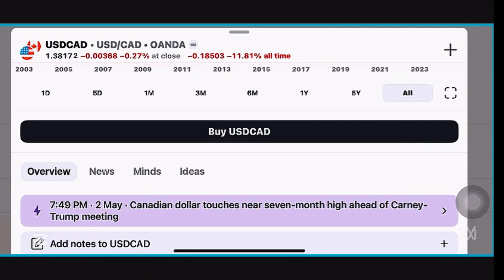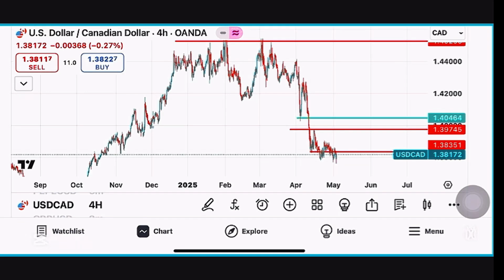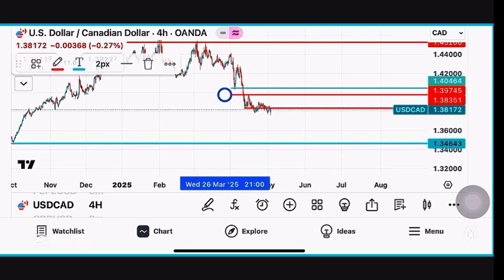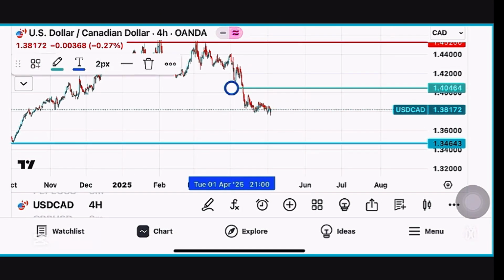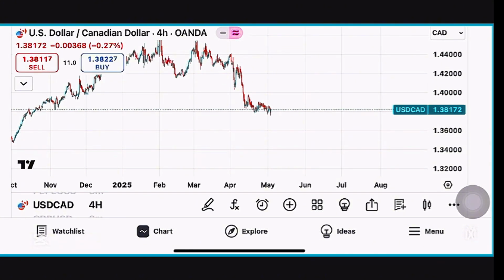I'm about to analyze a forex pair, a new one that I have not analyzed before. So the first thing I do, let me remove all these lines. The first thing I do is go to the higher time frame level, like the 1 day.